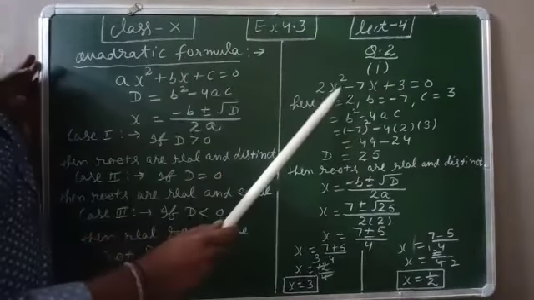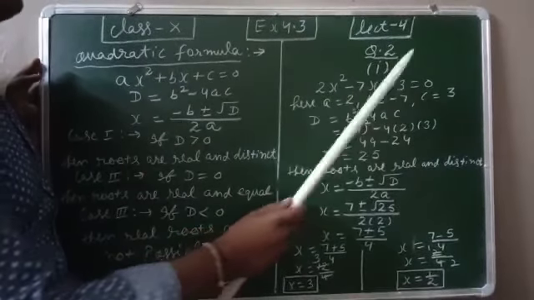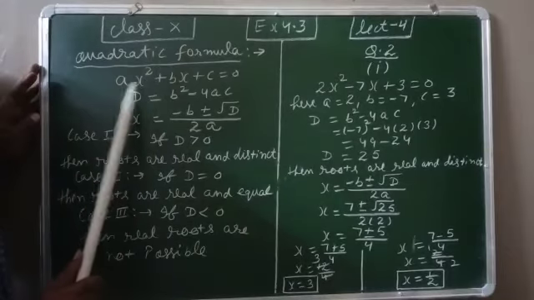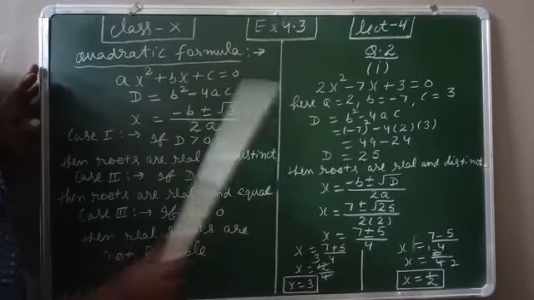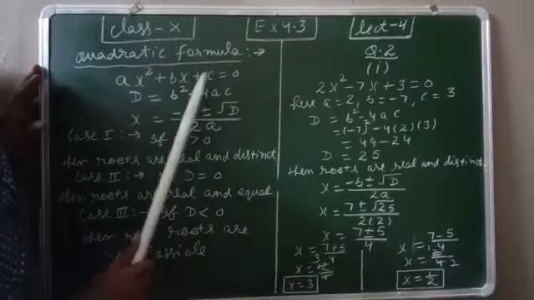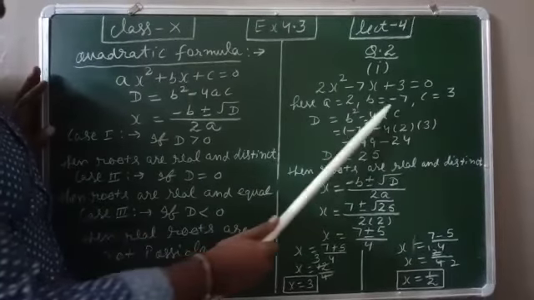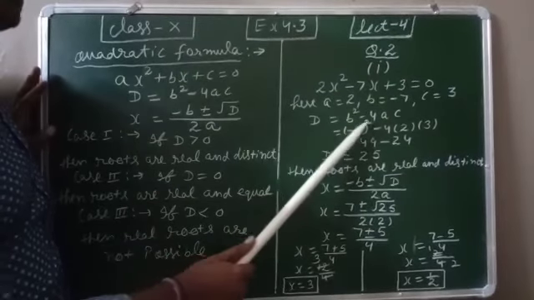So this is the first part of the second question: 2x square minus 7x plus 3 equal to 0. First we will find the values of a, b, c. A is with x square, so the value of a is 2. B is with x, so the value of b is minus 7. The constant is c, so c is 3. Then we will apply the formula D, b square minus 4ac.